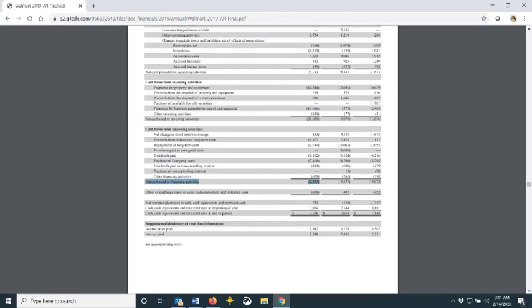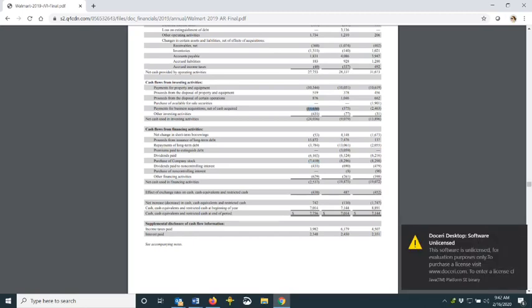Let's start at the bottom with the easier one. They borrowed $15 billion, and I'm guessing that's to buy Jet. And they repaid some debt. Down here, they paid a lot of dividends, and it looks like they repurchased a lot of treasury stock. Scrolling up for investing, again, here's that Jet, that huge outlay that we have there.